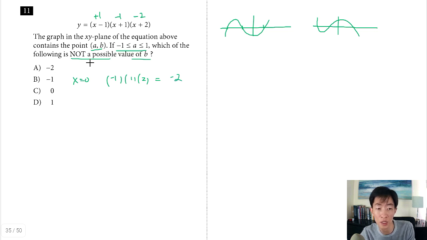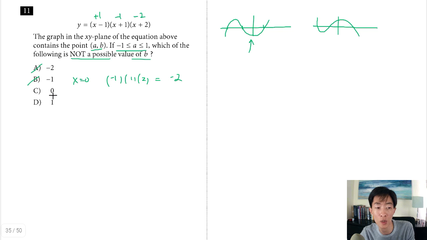They're asking which is not a possible value of b, which is the y value. So since we just generated negative 2, a is going to be out. That also tells us that we're probably looking at something, the graph is going to be this one. And if we moved a little bit closer to either negative 1 or positive 1, we should get a value for a, or an x value, that's going to make the y value negative 1. So that's also going to eliminate choice b.